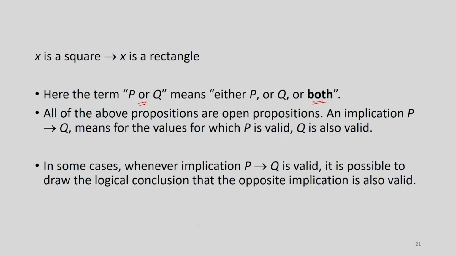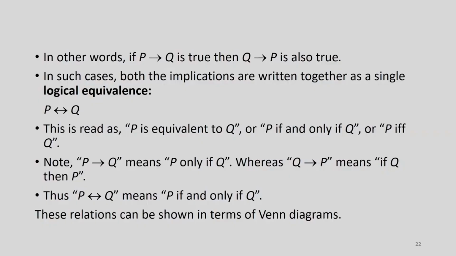In some cases, whenever implication P implies Q is valid, it is possible to draw the logical conclusion that the opposite implication is also valid, right. So, here is this. In other words, if P implies Q is true, then Q implies P is also true. So, this is a special kind of implication where the arrow sign goes both ways, from P it goes to Q and from Q also it comes back to P. In such cases, both the implications are written together as a single logical equivalence. So, this is called a logical equivalence.